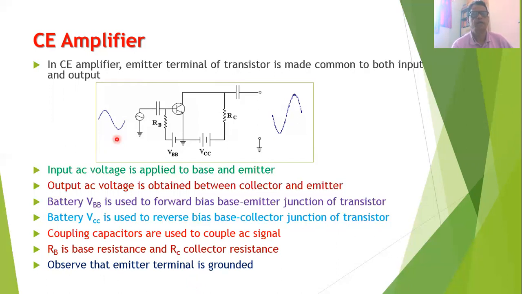So here you will find that the input AC signal is being applied, and here you will find that we will get the amplified output. But the only difference between input and output is that the amplitude of output is higher than that of input. And also in CE amplifier, you will find that there is a phase inversion. That is, when there is a positive half cycle of the input, then we will get the negative half cycle for the output.